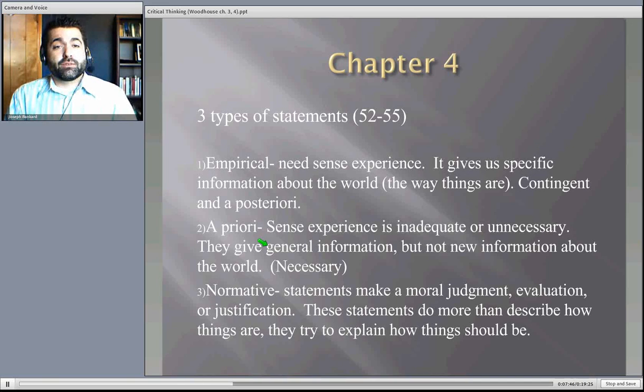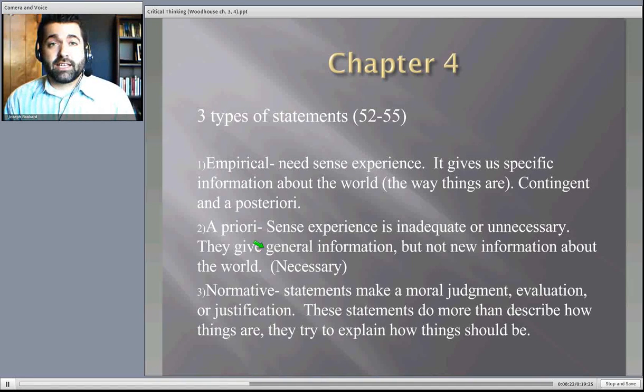A priori claims are necessarily true. Again, when I say all triangles have 3 sides, that is a necessary truth. It cannot be false. There is no triangle with 2 sides. There are no triangles with 4 sides. All triangles have 3 sides, and that is necessarily true. It's also generalized. It doesn't give me specific information about any particular triangle. It tells me about all triangles universally. Similarly, all triangles have 3 sides. This is a definitional claim.